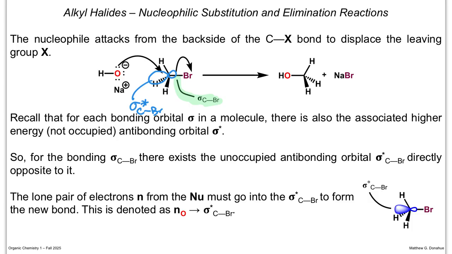So notice the formal charge dance around here. The nucleophile has a negative charge, the O minus. The leaving group ends up with a minus charge. And the metal, sodium, is just a spectator that is balancing off with its positive charge.